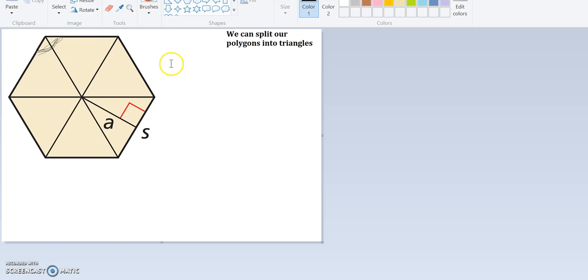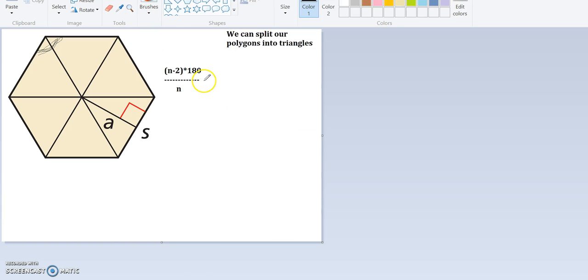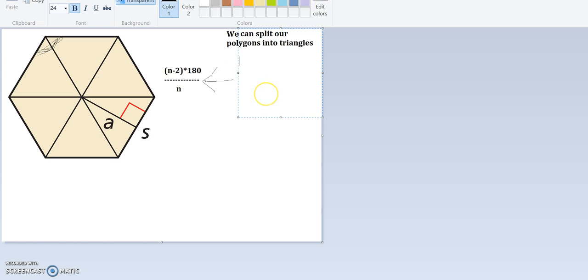So to do that, I need to use my formula for finding each angle measure in a polygon. You guys may remember this from quadrilaterals. I do the sides minus 2 times 180. And when I'm all the way done, I go ahead and divide that by n, where n is my number of sides. That gives me the degrees in each angle.